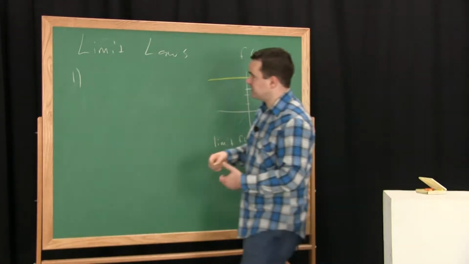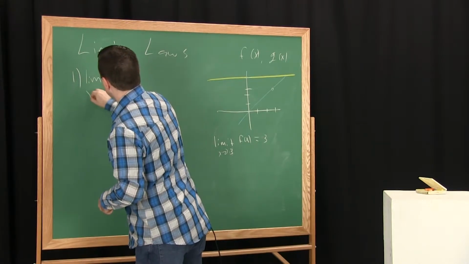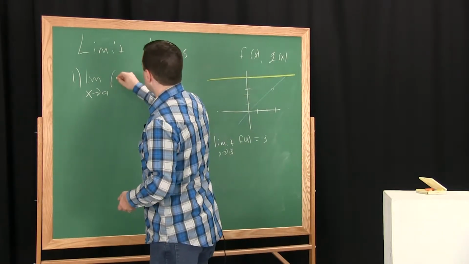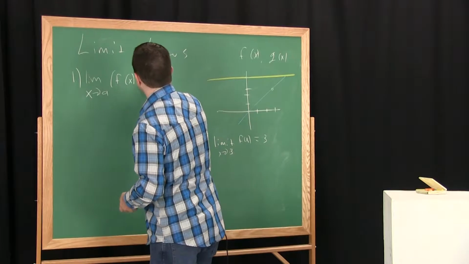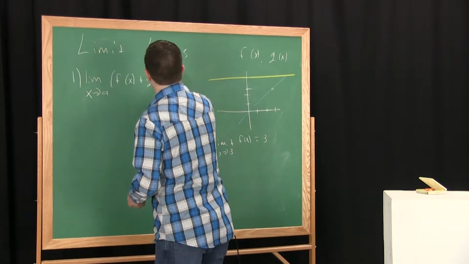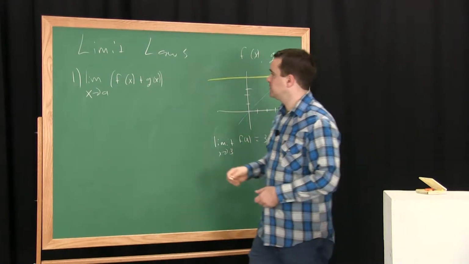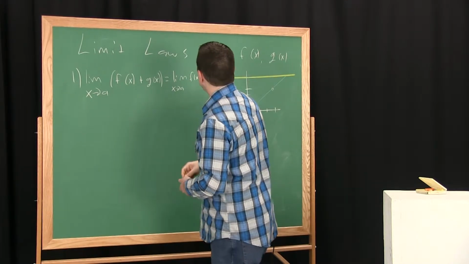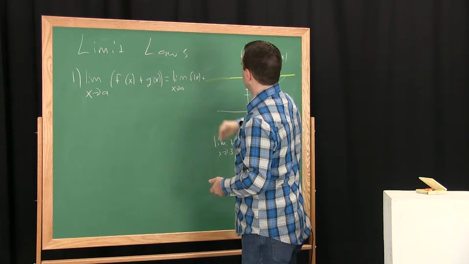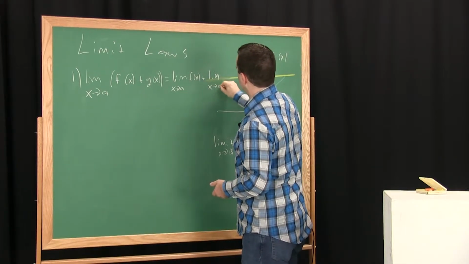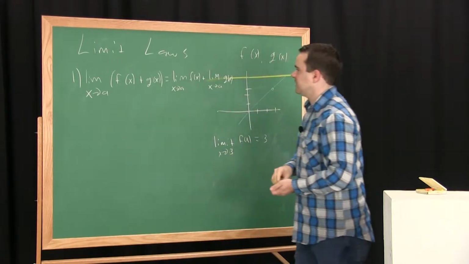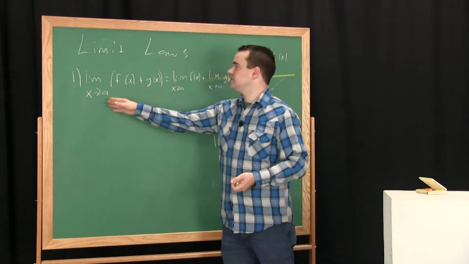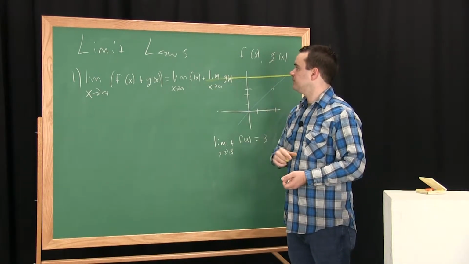And the sum law says that if you take the limit as x approaches a particular value, in the picture it's 3, if you take the limit of the sum f of x plus g of x, then the answer that you're going to get is the limit of f of x plus the limit of g of x. So in other words, if you take the sum of those two functions, then the limit of the sum is equal to the sum of the limits.